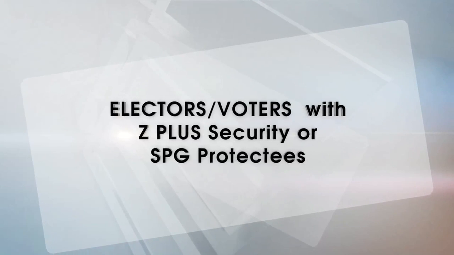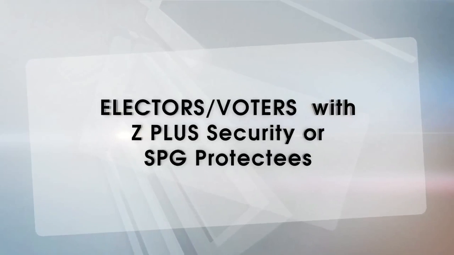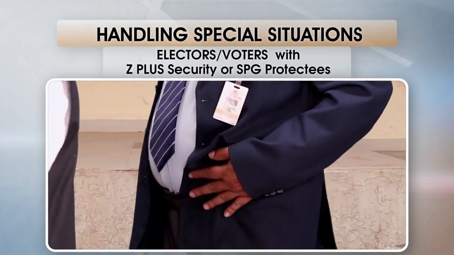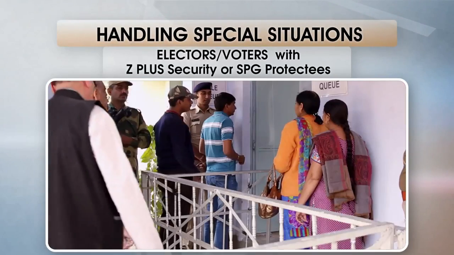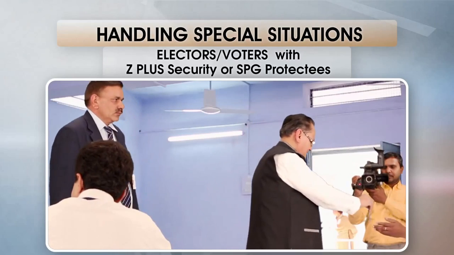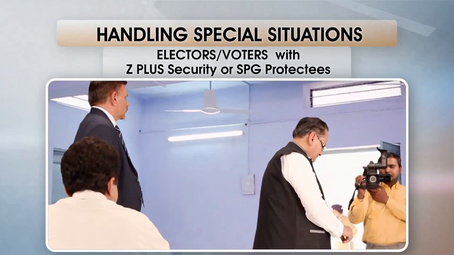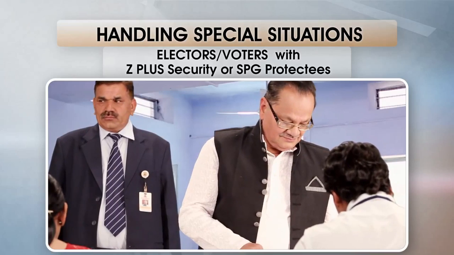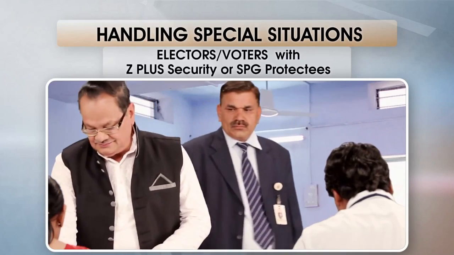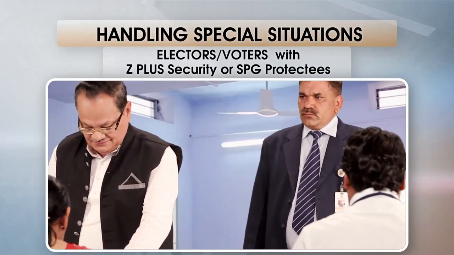Electors, voters with Z+ security or SPG protectees. Security personnel attached to any person are not allowed to enter the polling station except in case a person covered under Z+ security or an SPG protectee, in which case persons in plain clothes and with concealed weapons may be allowed to accompany the voter.